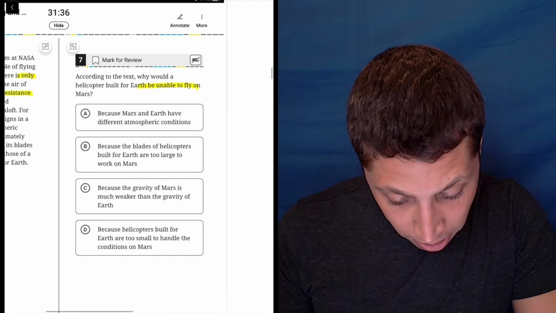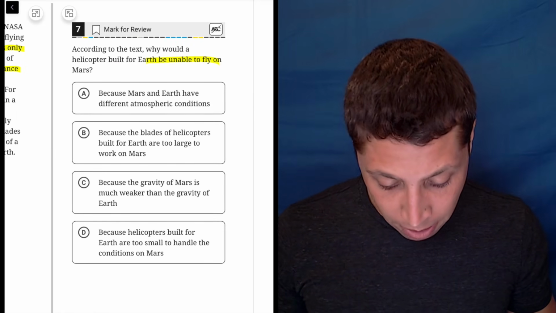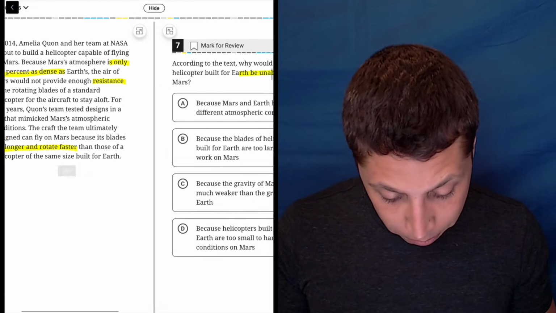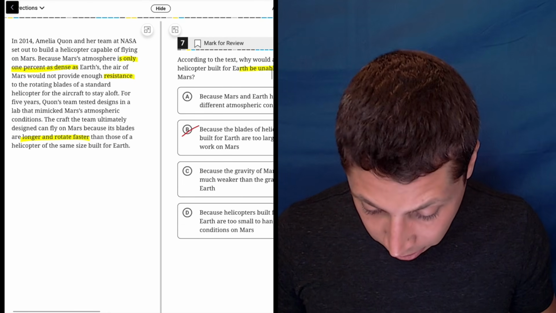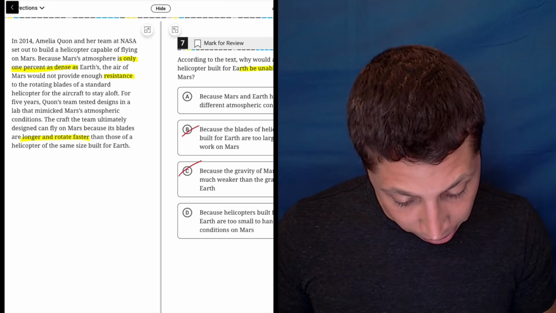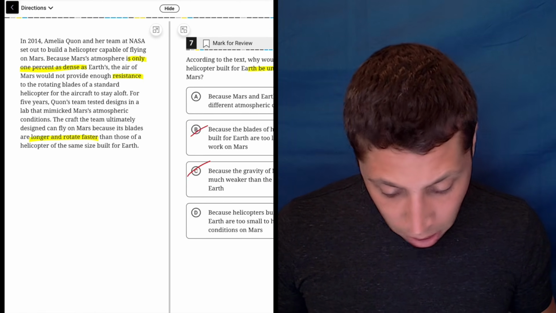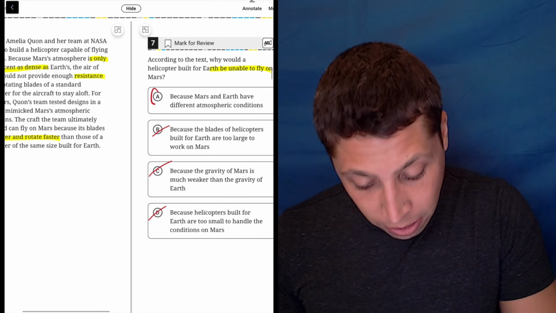So let's see here. I cannot highlight in the choices. Because Mars has different, okay, that seems right. Because the blades of helicopters built for Earth are too large to work on. No, they wanted longer blades for Mars, so that doesn't work. Because the gravity of Mars is much weaker. They didn't talk about gravity at all, I don't think. Because helicopters built for Earth are too small. No, it's not about the size of the helicopter. It's the blades. So it's definitely A.